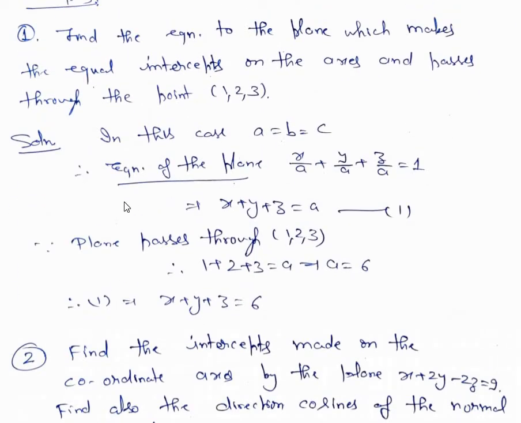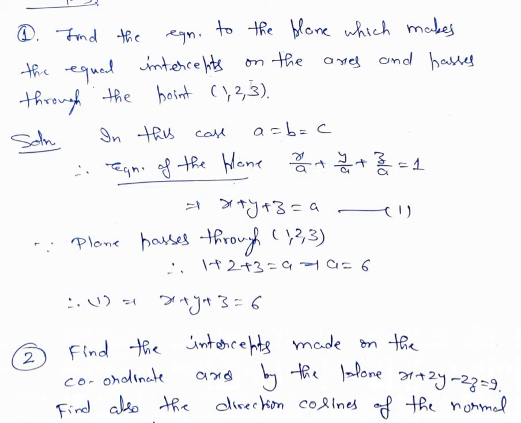Okay, now let's take few examples. Find the equation to the plane which makes equal intercepts on the axes and passes through the point 1, 2, 3. Because the plane makes equal intercepts, we shall take the intercept form x upon a plus y upon b plus z upon c is equal to 1. Now because in this case intercepts are equal, a is equal to b is equal to c. So equation of the plane is x upon a plus y upon a plus z upon a is equal to 1. That means x plus y plus z is equal to a.